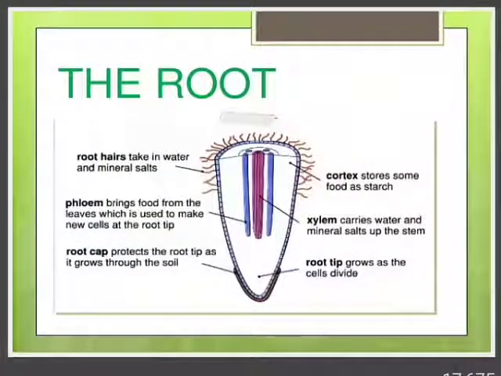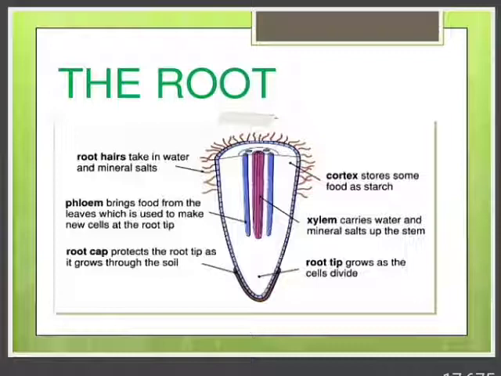The root structure: root hairs take in water and mineral salts. Another part is the cortex. The cortex stores some food as starch, stored in the parenchymatous cells. Phloem brings food from the leaves, which is used to make new cells at the root tip. Xylem carries water and mineral salts up to the stem and conducts them through the stem.